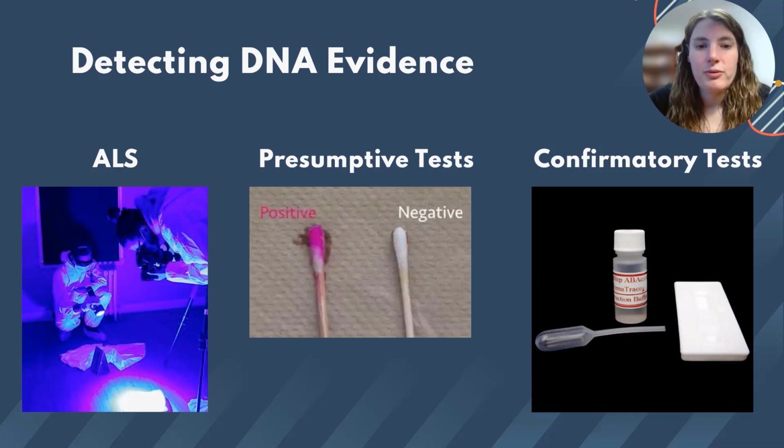The reason that confirmatory tests are typically done in a forensic lab is that they are often either more expensive or more time-consuming than the presumptive field tests. For that reason, confirmatory tests are not often carried out at the crime scene itself, so you're more likely to encounter ALS and presumptive tests at the scene.